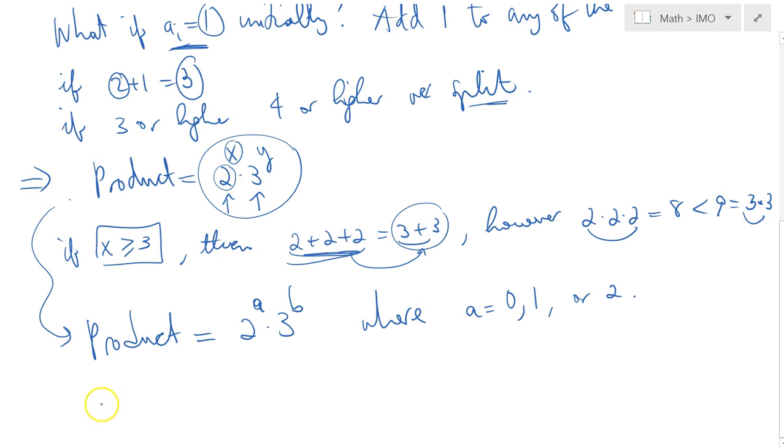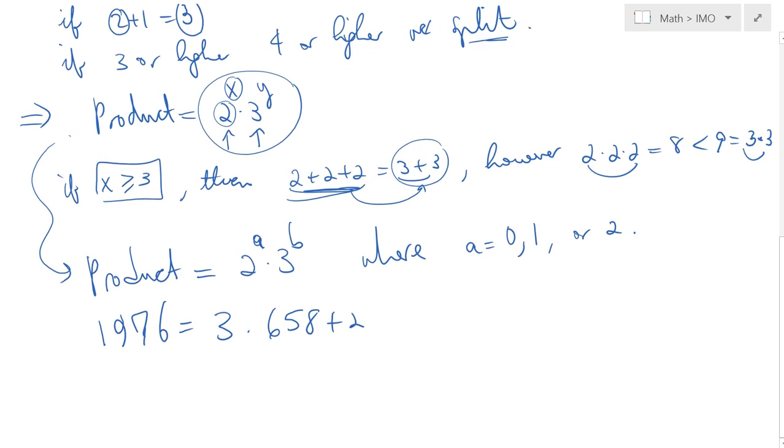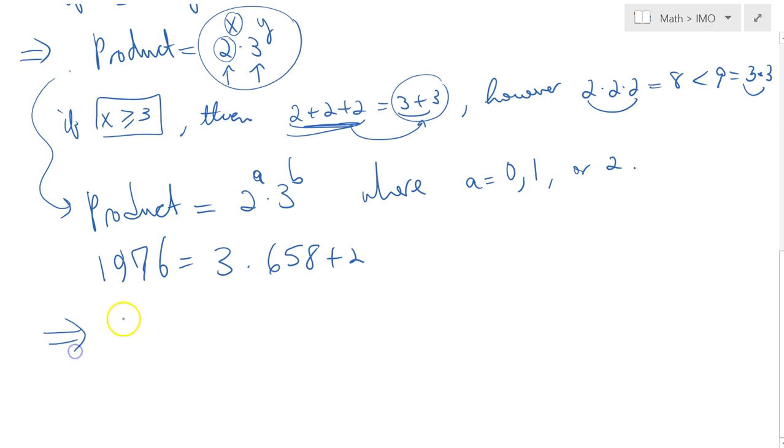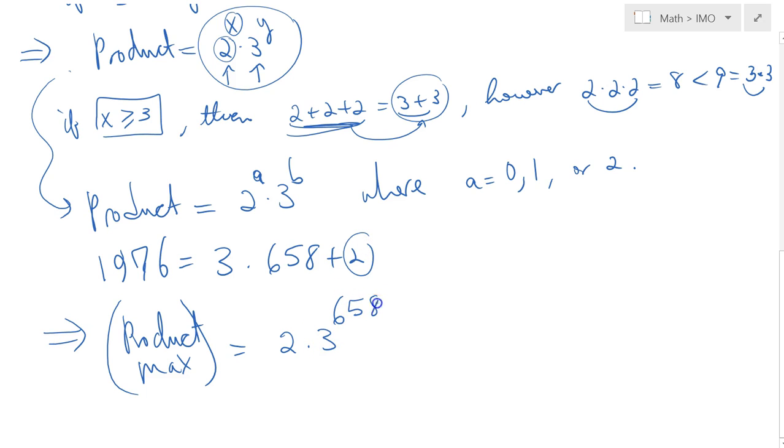Now let's see the situation for 1976. It turns out if you divide 1976 by 3, you get 3 times 658 plus 2. And I claim that this is the best way to partition it. As a result, the maximal product is equal to a single 2 times 3 raised to the power 658, and this is greater than any other product that can result from this partitioning business. And that solves our problem.